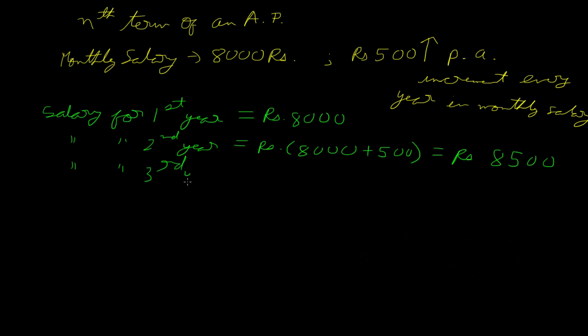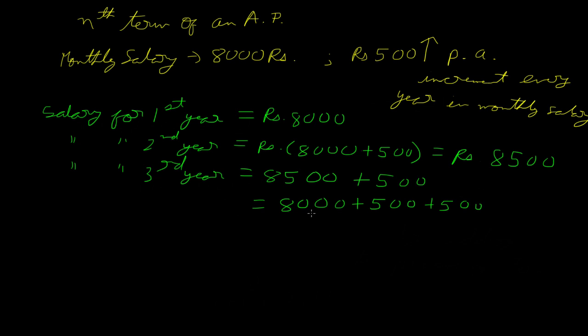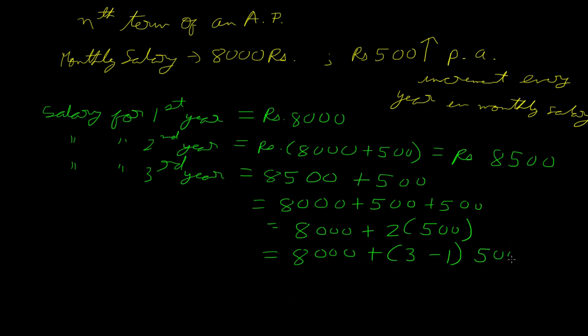Now let us go to the salary for third year. Salary for third year will be salary of second year, that is 8,500 plus 500 increment. We can also write this as 8,000 plus 500 plus 500, or 8,000 plus 2 times 500. Since this is the third year, you got increment twice. Or we could also write this as 8,000 plus (3 minus 1) times 500, which will be equal to 9,000 rupees.